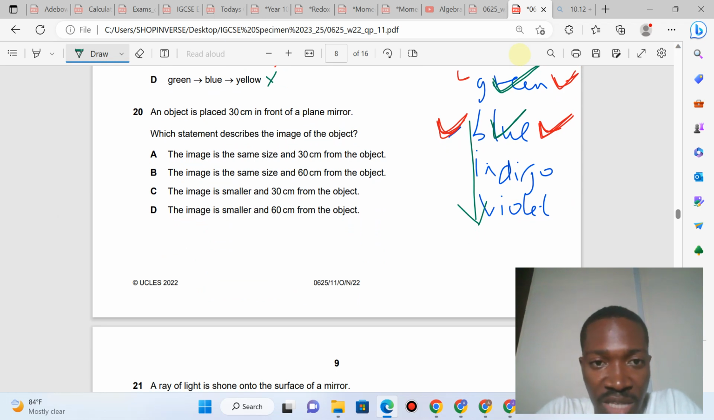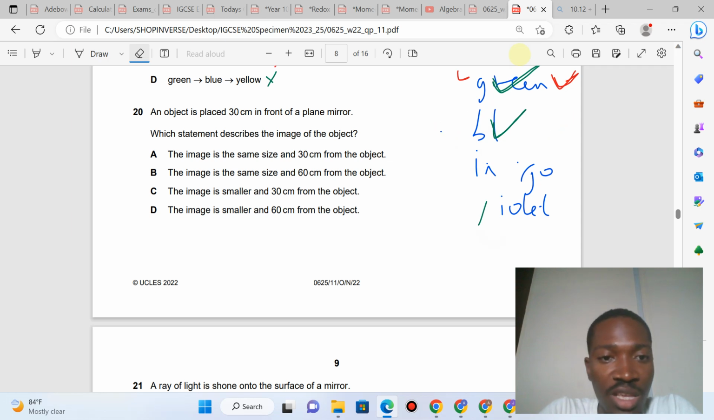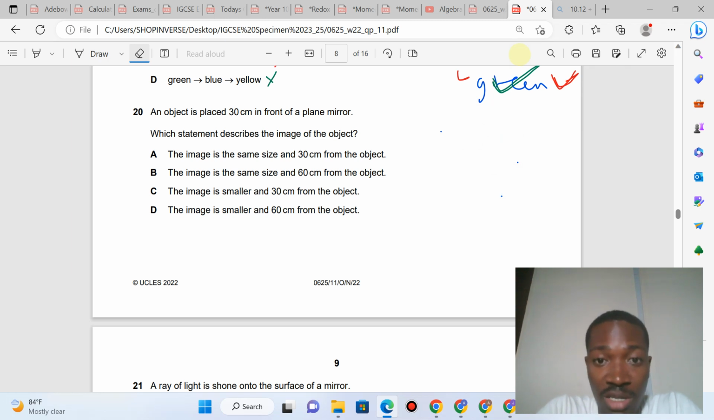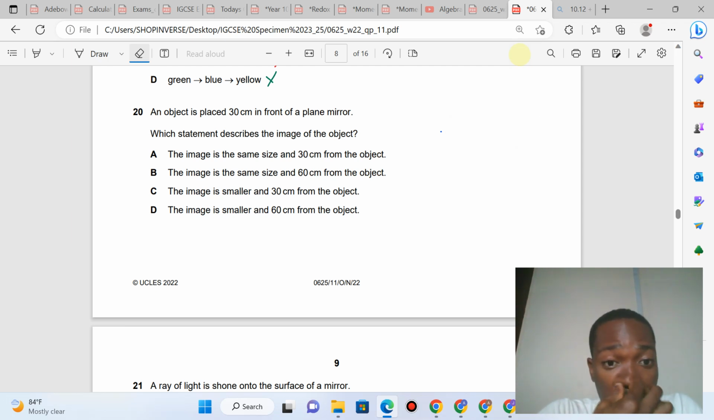Question 20. An object is placed 30 centimeters in front of a plane mirror. Which statement describes the image of the object? Option A, the image is the same size and 30 centimeters from the object. That is correct. Option B, the image is the same size and 60 centimeters. No, it must be the same distance. Option C, the image is smaller. No, it must be the same size. Option D, the image is smaller. No, it must be the same size. So option A is the correct answer to question 20.